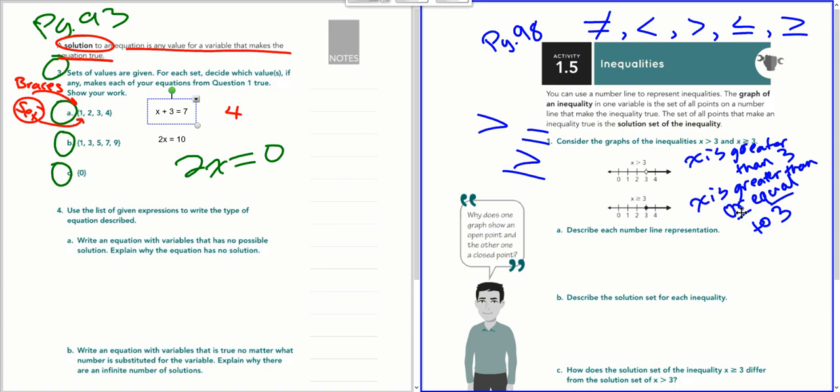Okay, that's why it says "or." So if it's either greater than 3 or it's equal to 3, then it's a solution to it. And since 3 is equal to 3, it's a solution. Okay, and then all these other numbers above it. Okay, now compare that to this one.